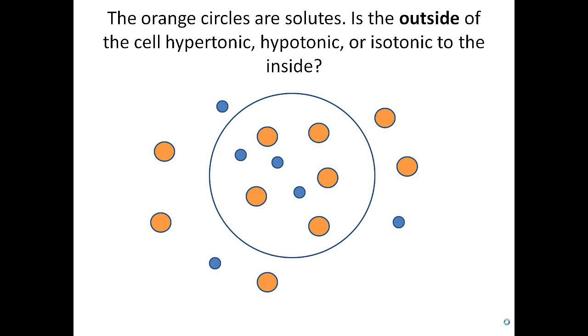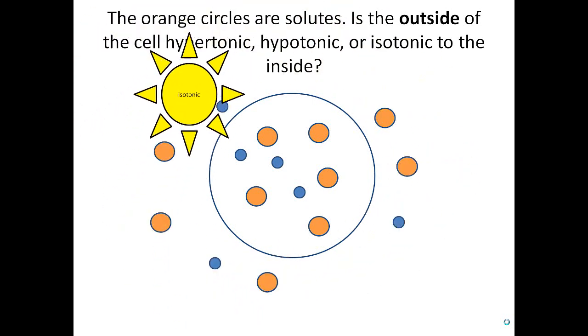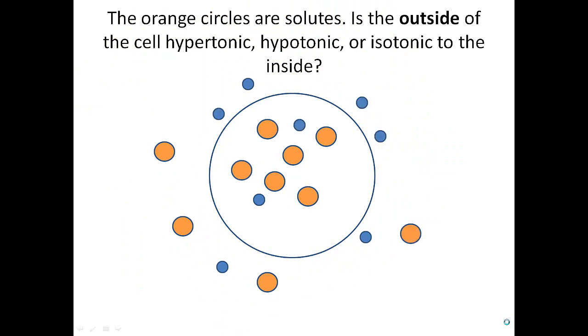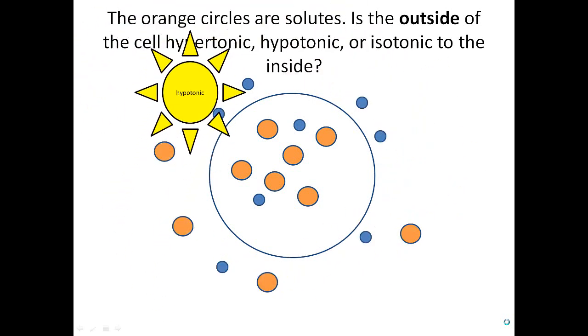The answer is isotonic. There are 5 orange dots outside and 5 inside. It is equal. How about this one? Is the outside hyper, hypo, or iso compared to the inside? Well, there's 4 dots outside, 5 dots inside, so the outside is hypotonic.